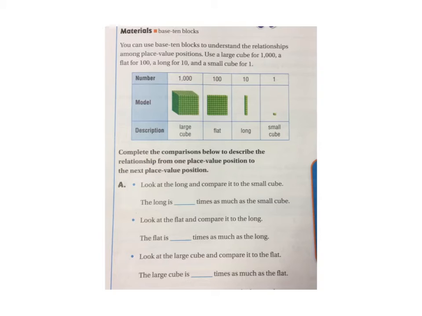So how many of the small cubes would it take to make one long? How many? 10. I love the way Tomby showed me with her fingers. 10. So then it says the long is 10 times as much as the small cube. Let's go ahead and write that in. The long is therefore 10 times as much as the small cube.